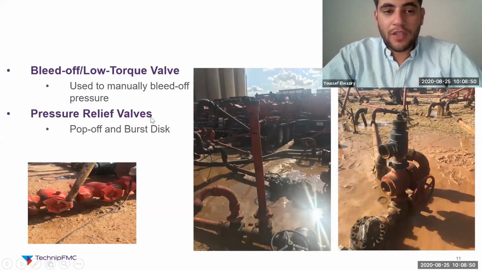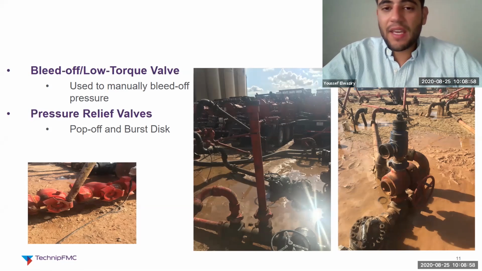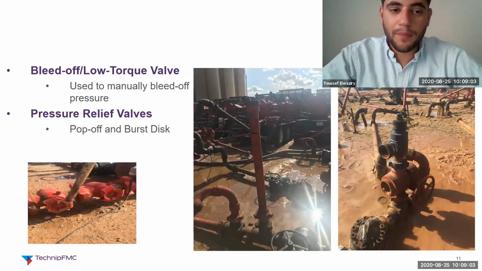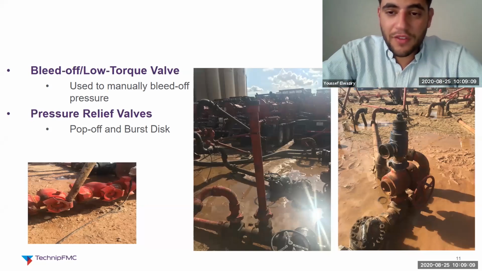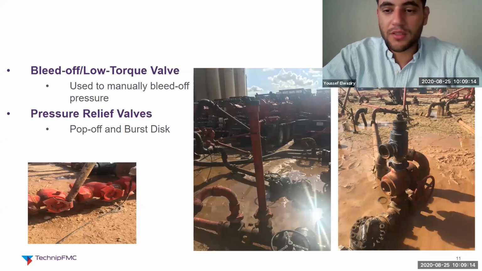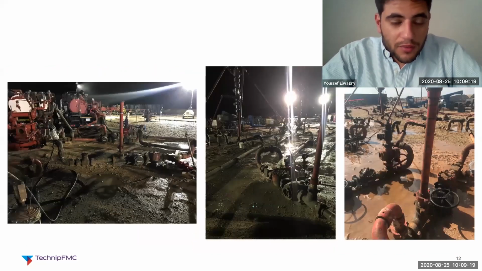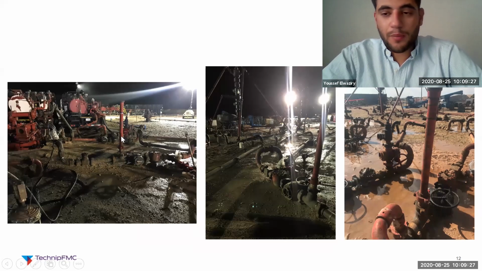And finally, we have the pop-off and burst disc. These are pressure relief valves that are set to a specific pressure, right? In case of overpressuring, where pressure goes up unexpectedly, then these two valves are going to pop off and release the pressure, just to not hurt our equipment or create a problem. I'm just showing you guys some more pictures of the iron layout. Here we have pop-off.